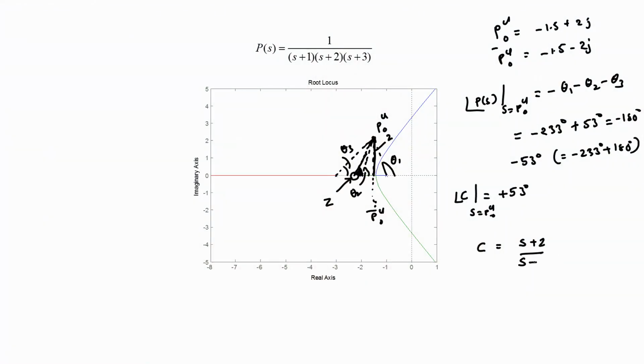Therefore, for the sake of causality, we also have to choose a pole for the controller. So, our interim controller structure would look something like this. We are not done with the design yet. This is not our final controller, but if we choose a controller of this structure and place the zero Z at S is equal to minus 3, then we would get plus 53 degrees at the point PCL naught from that zero, and that will cause the net angle subtended by the controller times the plant at that particular point to be equal to minus 180 degrees.